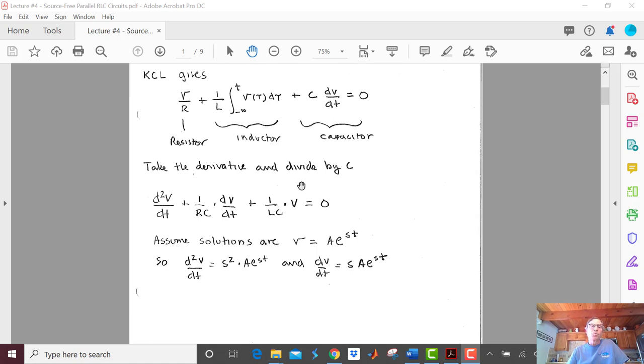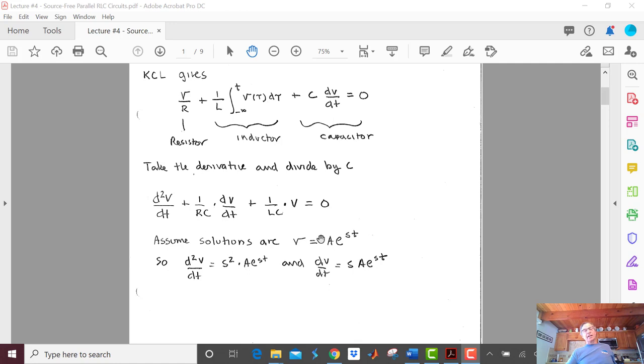So in our last lecture, we derived a characteristic equation that looked really similar to this. It's not exactly the same, but we'll go into those differences in a bit. But what the smart people figured out many, many hundreds of years ago is that this second order linear differential equation has two solutions, and we know the form of the solutions. We don't know all the numbers, but we know the form. Those two solutions will be V equals A e to the st, and there's going to be two of them.